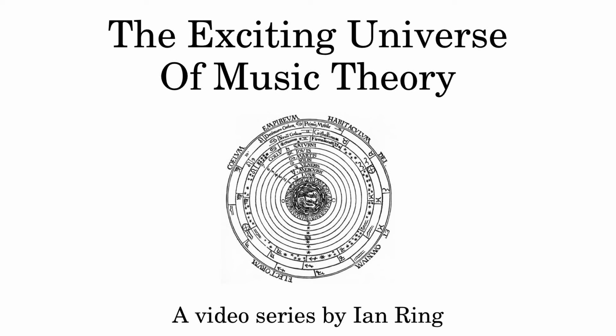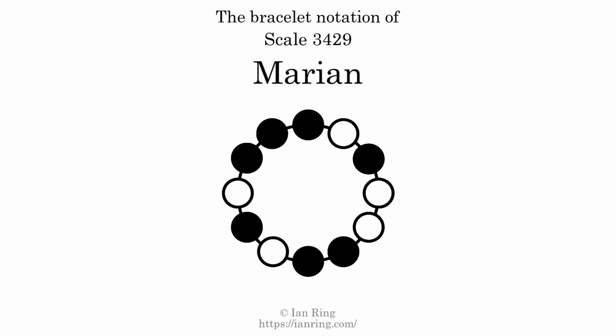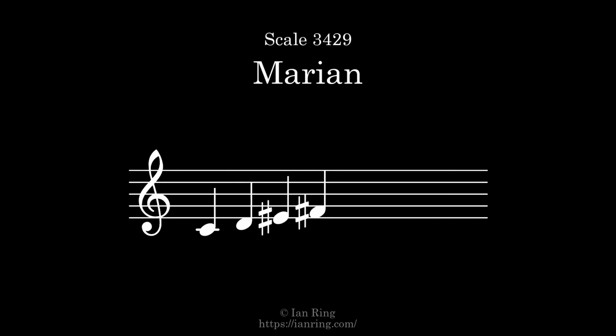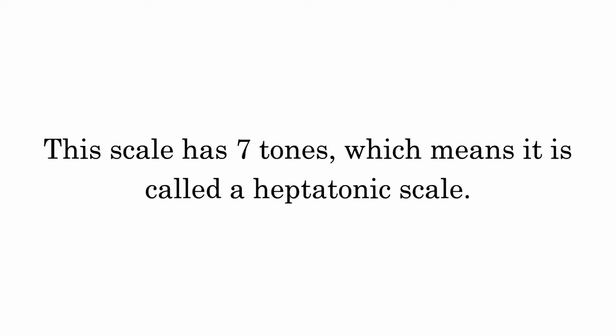Welcome to the exciting universe of music theory. Are you ready to learn? Then let's begin. Today we will talk about Scale 3429, Marian, which sounds like this. This scale has 7 tones, which means it is called a heptatonic scale.